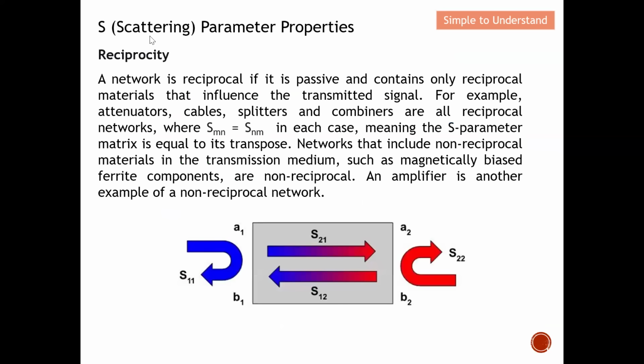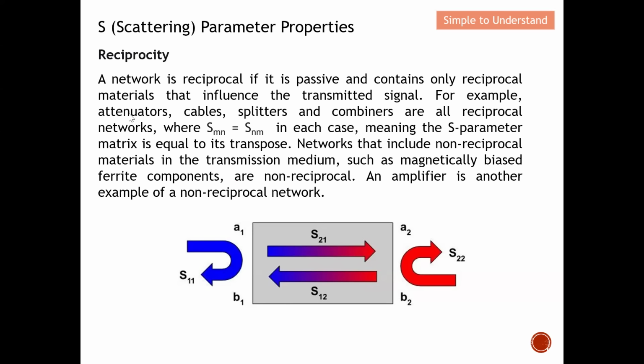So let's quickly understand what is a so-called reciprocal network. A network is reciprocal if, firstly, it must be passive, which means that no power will be obtained from this DUT or EUT. So it must be passive, and it must only contain reciprocal material that influences the transmission signal. Nowadays there are a lot of different types of material, for example, metal material, etc. So this must be a reciprocal material, for example, a Rogers board, a PCB board, etc. So basically, this is what it means here.